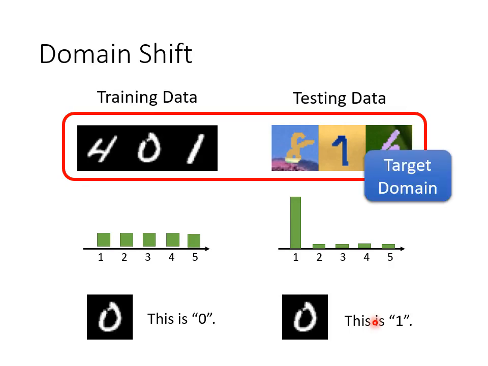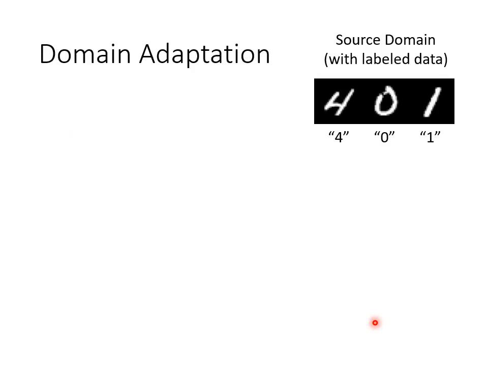Okay, in the following class, we will call the test data the training data of the target domain. Similarly, our training data comes from the source domain. The data in the target domain is our test data. Okay, so in domain adaptation, our situation is like this.